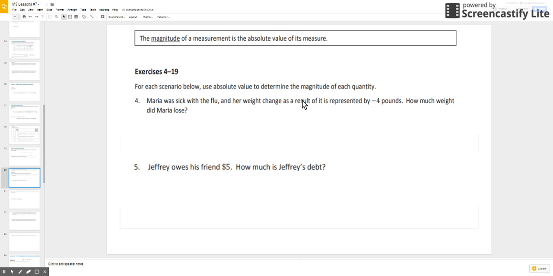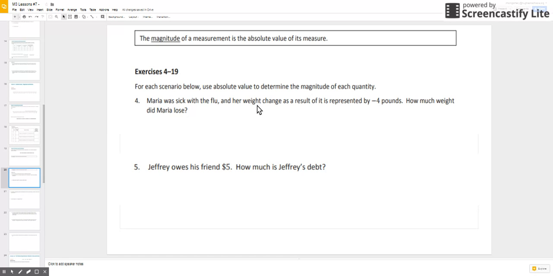All right, hello students. We're going to go over a few more examples of absolute value and magnitude. I left the definition of magnitude right here to continue to inform us that magnitude of a measurement is its absolute value. So let's go ahead and look at a few more examples. For each scenario below, use the absolute value to determine the magnitude of each quantity.